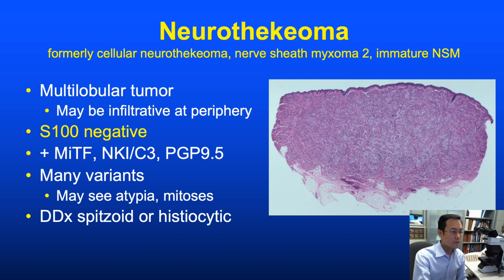It can express a variety of markers, some unexpected. PGP 9.5 is the one that I typically associate with neurofibromatosis, as well as NKIC3, but none of these markers are specific for the diagnosis. There are also many histologic variants that we don't have time to discuss now, but the appearances of these tumors sometimes can resemble that of a Spitz melanocytic proliferation or a histiocytic proliferation.